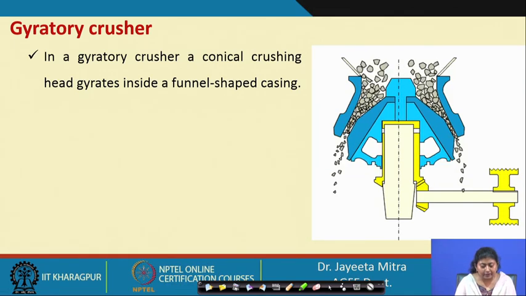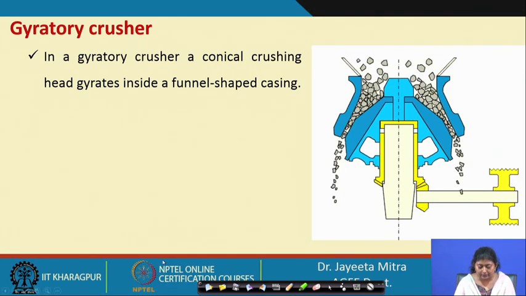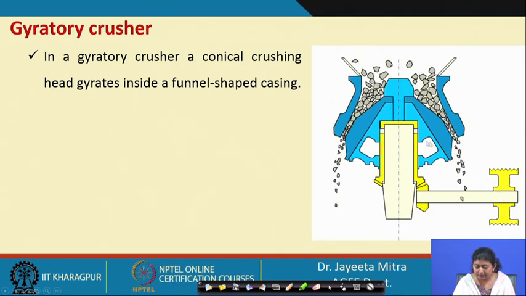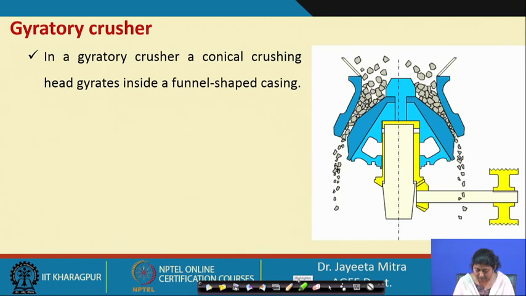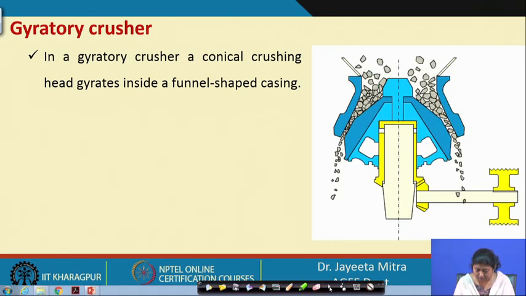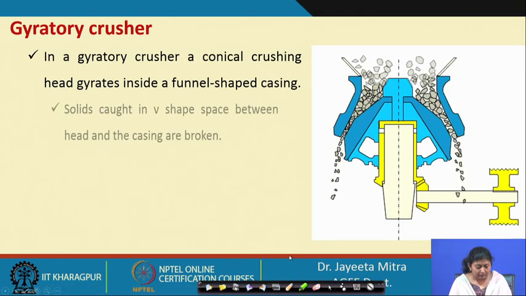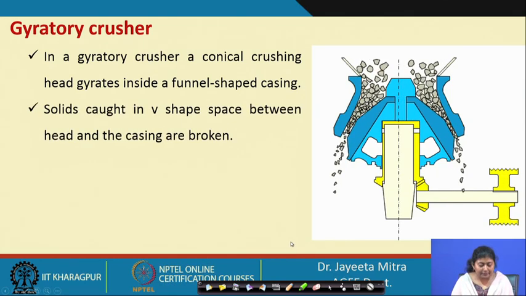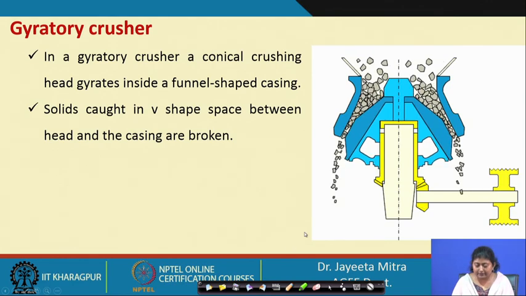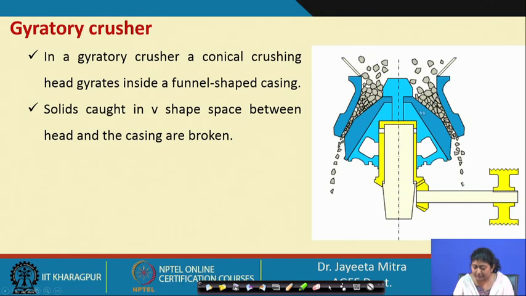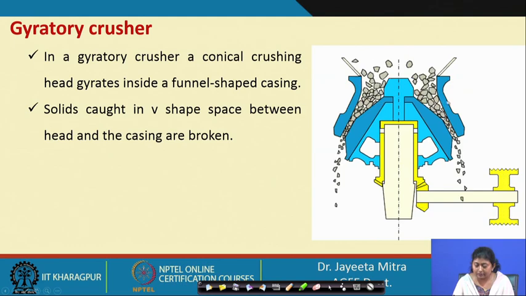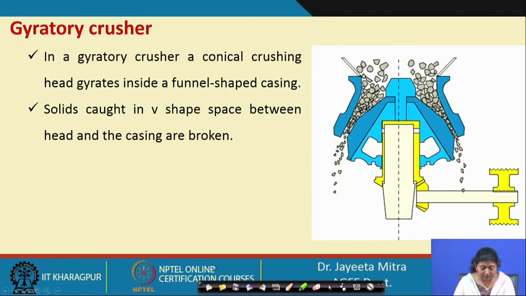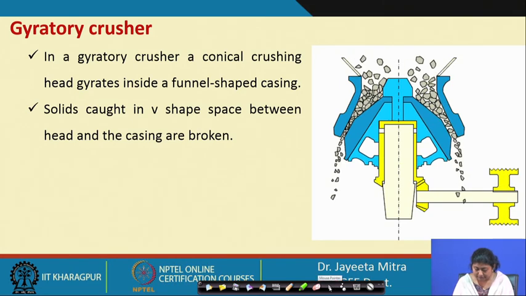So, in a gyratory crusher, a conical crushing head gyrates inside a funnel shaped casing. So, this is our conical crushing head. So, solid cuts into the V shape space between head and the casing. So, in between these sections, in the annular space basically, that will cut and then they will break.